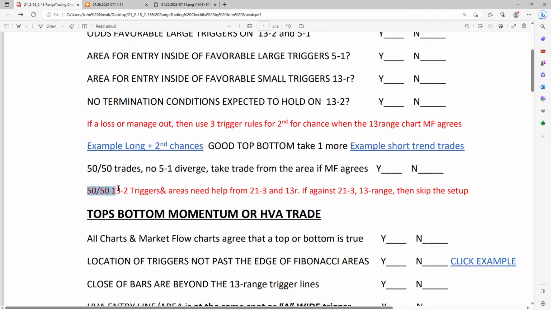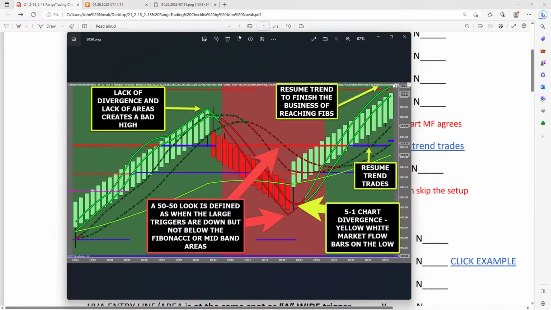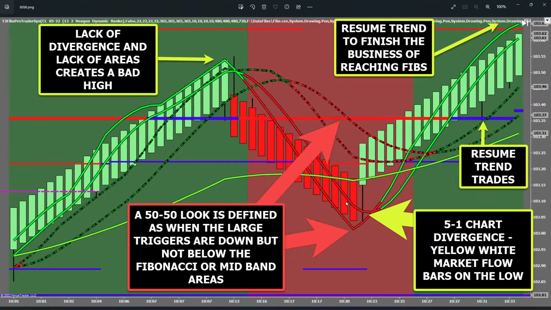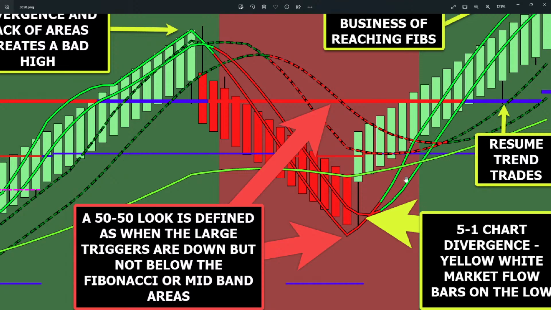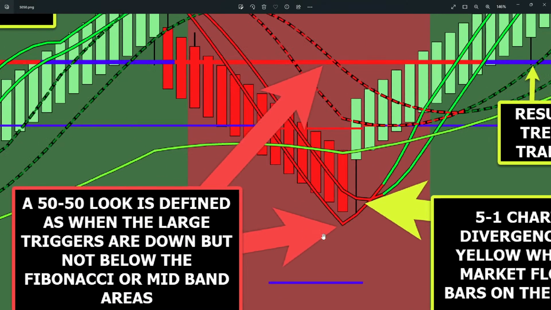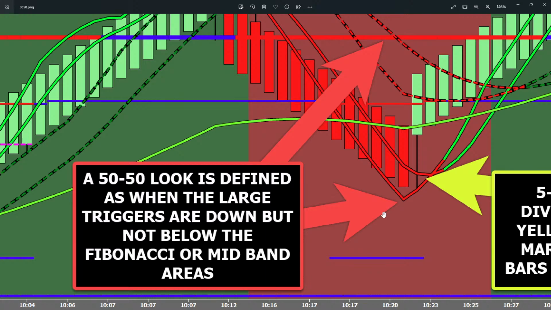Now, on a 50-50 trade, and you guys hear Mark talk about a 50-50 trade a lot. Let me see if I can find a picture of a 50-50. I bet I can. On a 50-50 trade, and when we say 50-50, as Mark says, it's not the odds of a trade winning. 50-50 means that half of the triggers are below the resistance area and half of the triggers are above the resistance area.